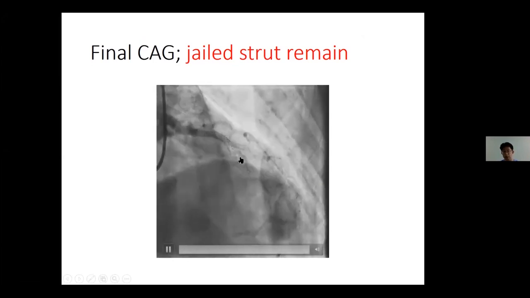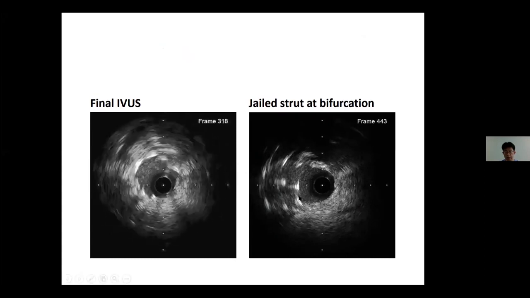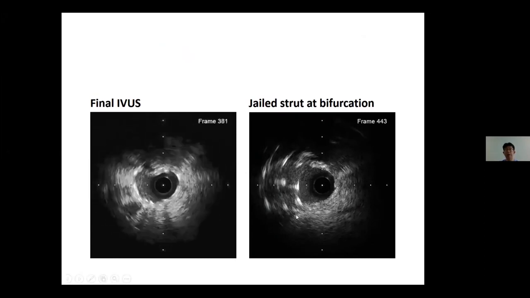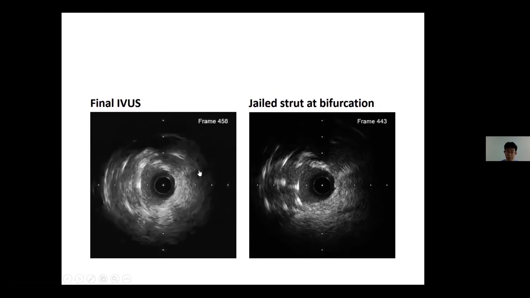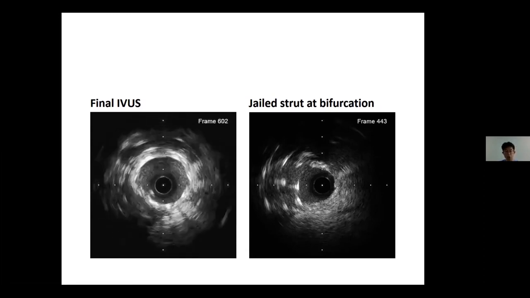It is not a good case. This is the same image. This is the bifurcation site. This is the Z strut at the bifurcation. It's not a good case. Here is the Z strut. What is the risk caused by the Z strut?